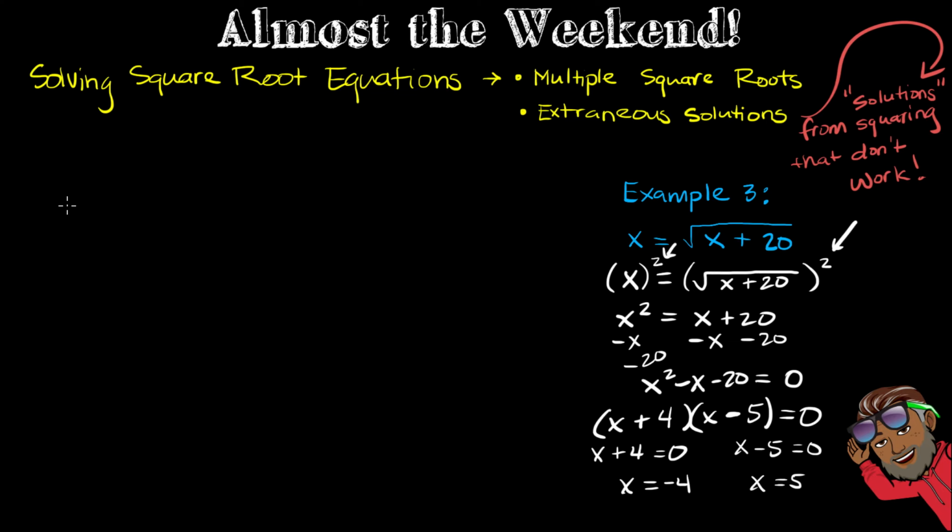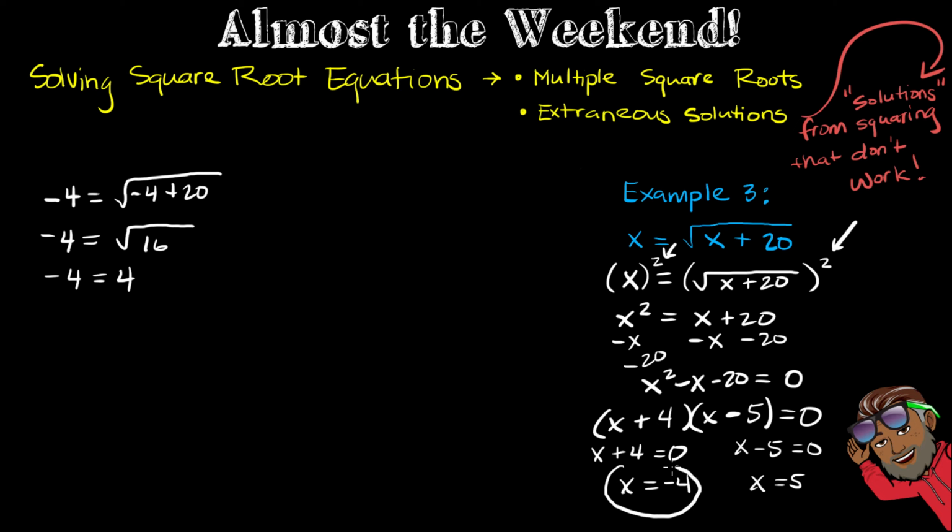So I'm going to take this equation here and change all the x's to negative 4. So we have negative 4 is equal to the square root of, instead of x, negative 4. But there are no more x's, so I'm just going to write down plus 20, and we simplify. Negative 4 plus 20 comes out to 16, and the square root of 16 comes out to 4. This does not make sense. Negative 4 does not equal 4, which means the number I plugged in does not work. So this is not one of our solutions. It's an extraneous solution.